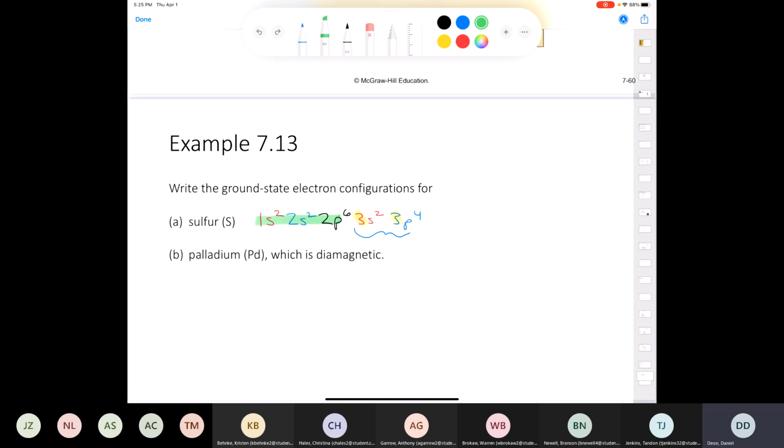And so the shorthand version, so this is the full version here, but the shorthand version is to take all of those electrons below the highest principal quantum number, and we call these core electrons, and just put the noble gas that has that electron configuration, which is neon. Neon is 1s2, 2s2, 2p6. So we shorthand it, we put neon, and then we put 3s2, 3p4.